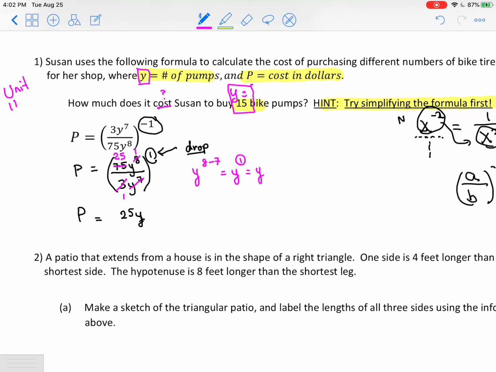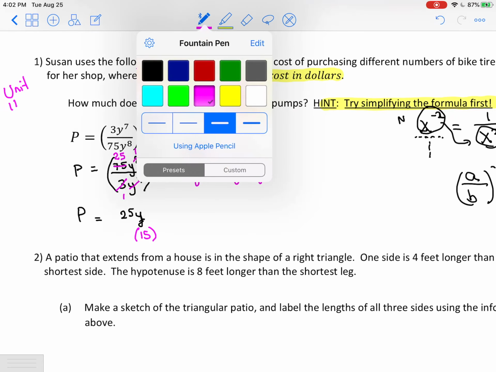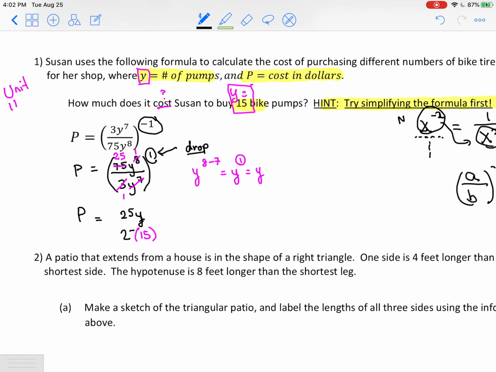We know that we need the total cost P when y is 15, when the bike pumps are 15. So we're basically going to be coming back up here, and every time we see a y, which is once, I'm going to put in a 15. Whoopsie. 25. So now I have my expression just in terms of P. I don't have anything else in there, and we just need to do the math.